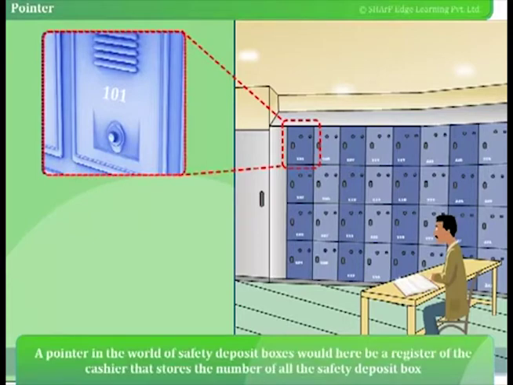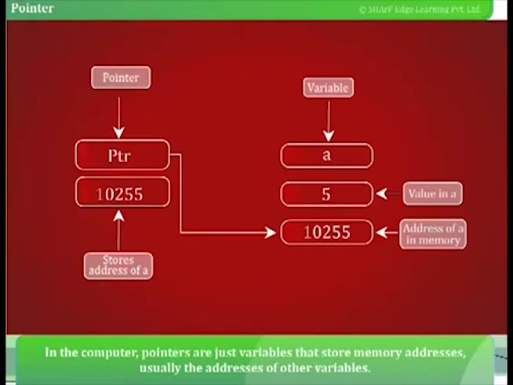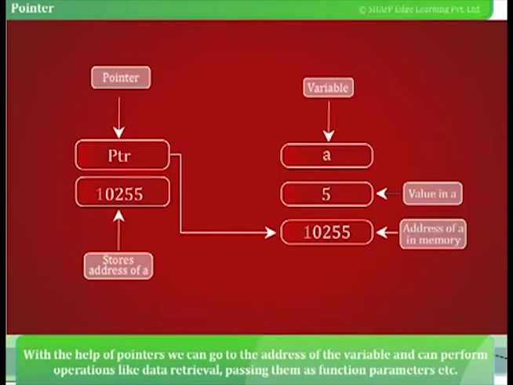A pointer in the world of safety deposit boxes would here be a register of the cashier that stores the number of all the safety deposit boxes. In the computer, pointers are just variables that store memory addresses, usually the addresses of other variables. With the help of pointers, we can go to the address of the variable and perform operations like data retrieval, passing them as function parameters, etc.